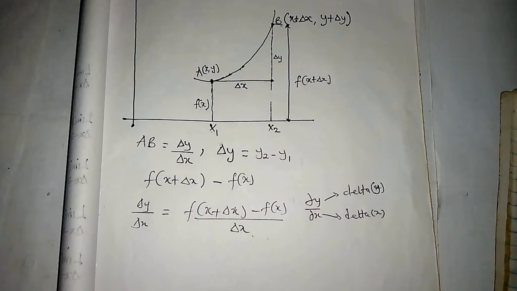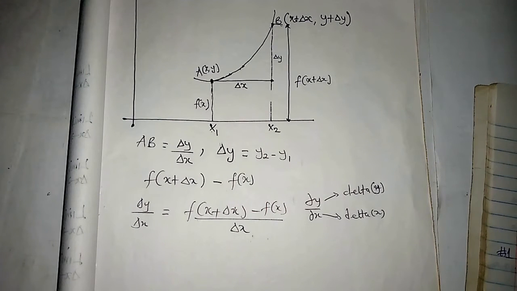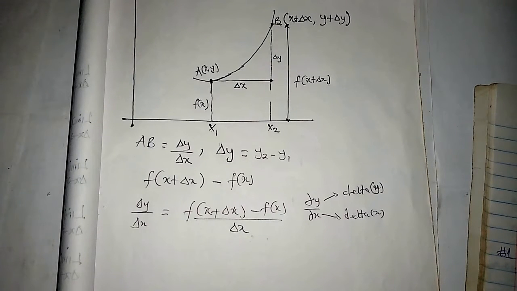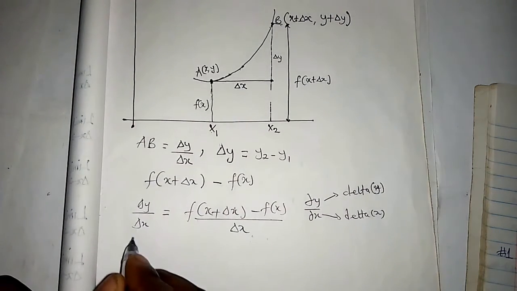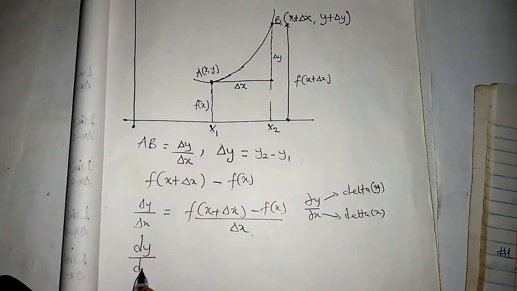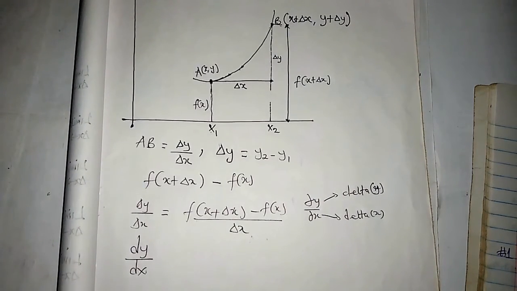That's why I define the gradient of a curve as the gradient of a straight line that touches the curve at that point. That's equal to the gradient of a tangent. That's actually the gradient of what? A curve. So delta y over delta x is not actually the gradient of the curve. So we change the delta y over delta x to dy over dx.